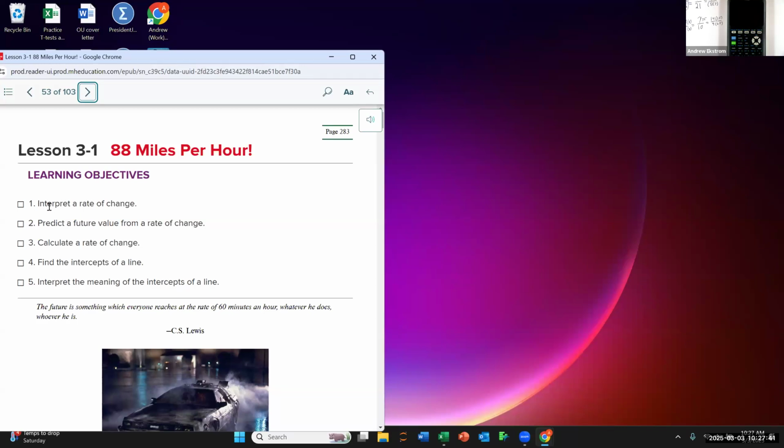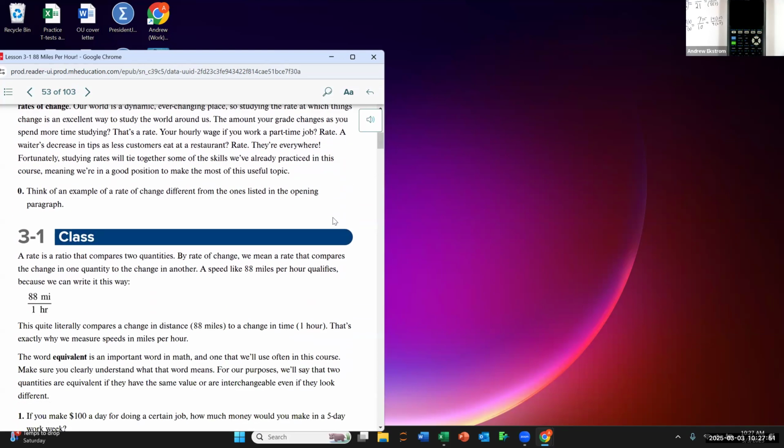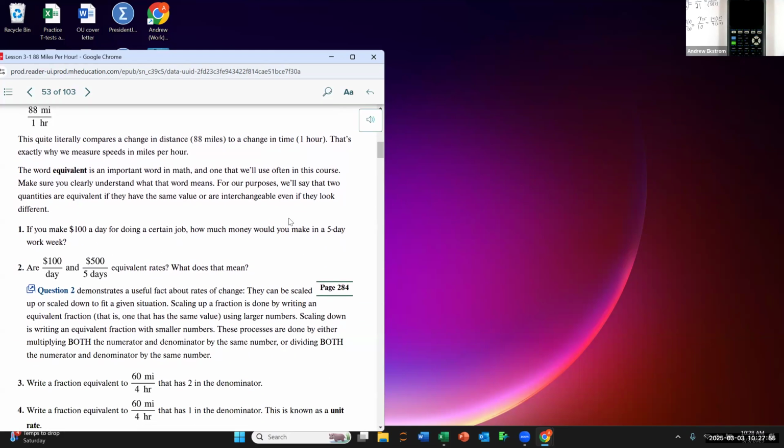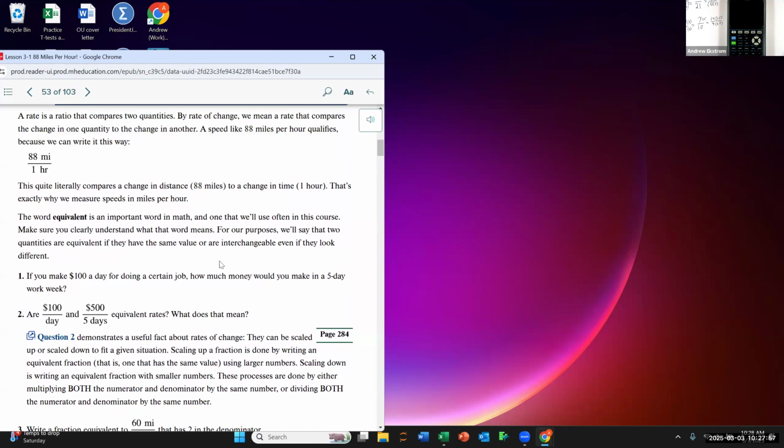So, all right, so interpret rate of change, predict future values from rate of change, calculate a rate of change, find the intercepts of a line, interpret the meaning of intercepts of a line. Yeah. So some of the stuff that we have in here, and you can see some of the questions that are coming up here. If you make $100 a day for doing a certain job, how much money would you make in a 5-day work?